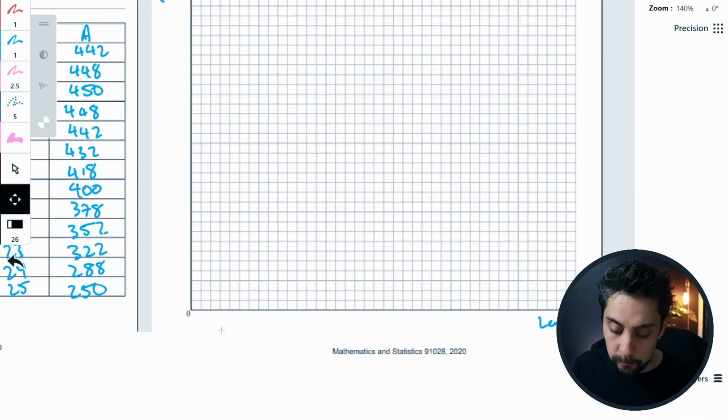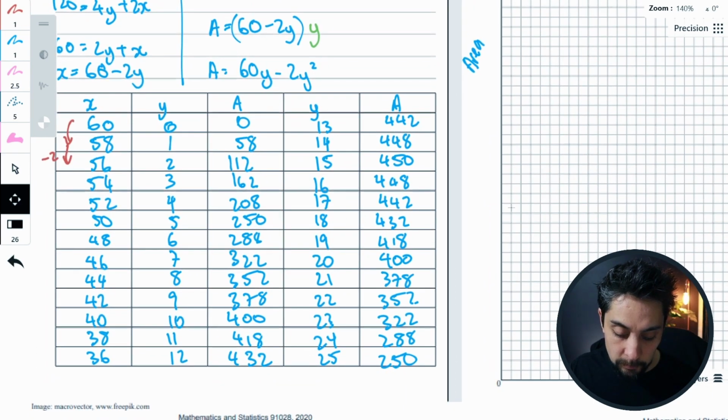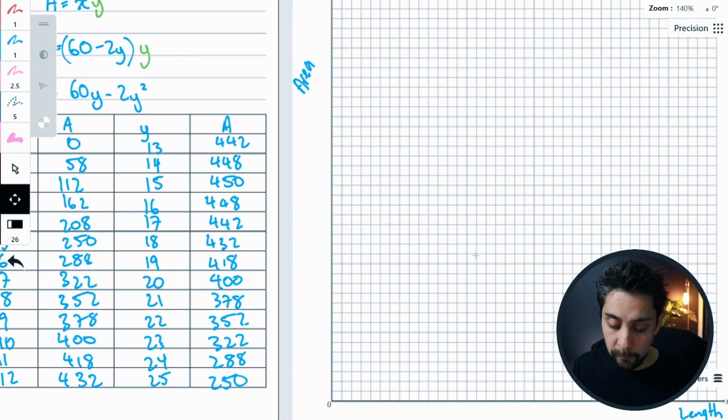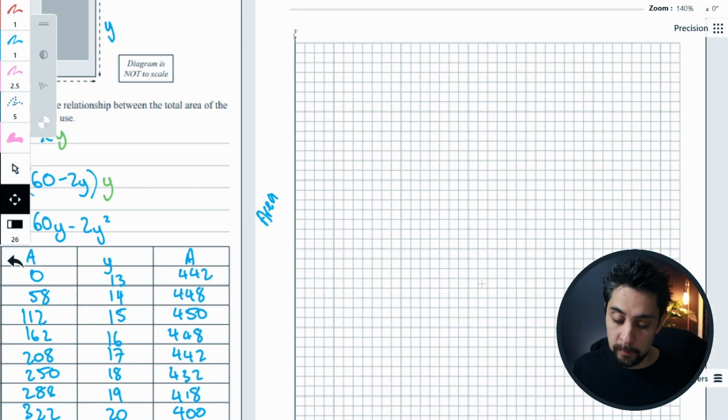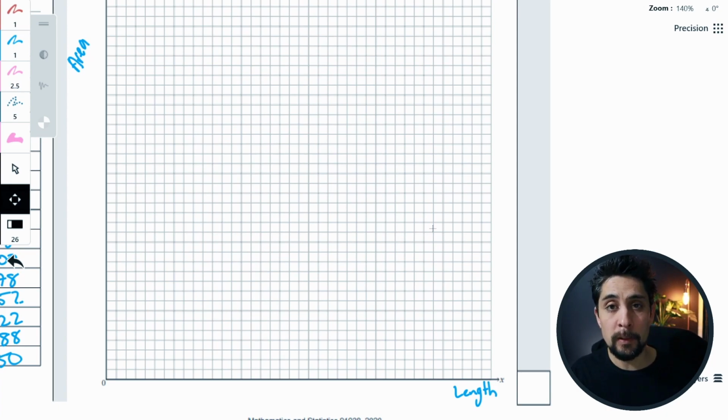On the length side of things, I'm going to go from 0 up to 25. And on the vertical axis, the area, we're going to start from 0 and go up to a maximum, looks like it was 450. So we'll get up to 450 on the y-axis. So I'll set that up and then start plotting the points, and then we'll come back for a discussion.